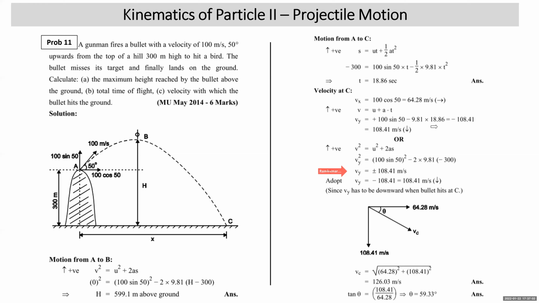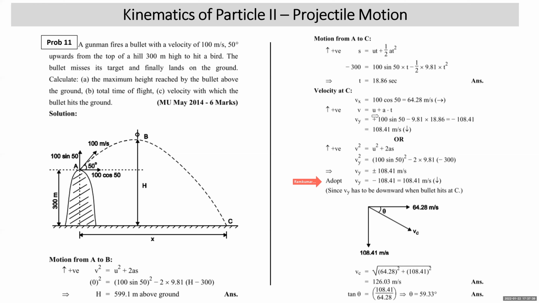Now you have got the same value here, 108. But whenever you are using v square is equal to u square plus 2as, you have to adopt one value and discard another value. You know that the projectile is thrown from A at an angle of elevation and hitting the ground at C. So can you not understand that the vertical component of velocity at C will be downward only? If it is hitting the ground, then the vertical component of velocity will be downward. So Vy negative value is adopted and the positive value is discarded. So adopt Vy as minus 108.41. That means it is downward. So it comes out to be the same.